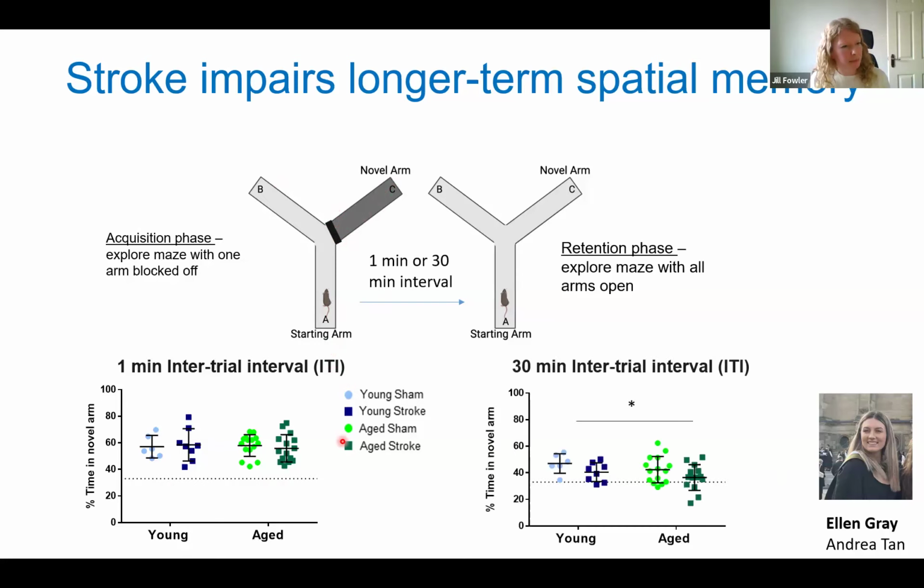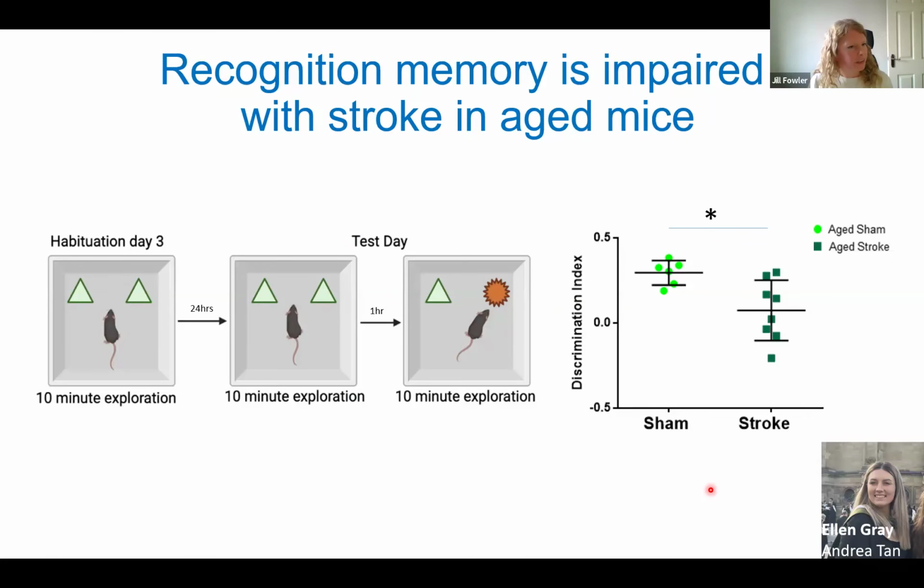But when we look at longer term inter-trial intervals up to 30 minutes, we can start to see that there's an effect of stroke when we do our two-way analysis, and that this is exacerbated by aging. And also Ellen looked with novel object recognition. So this is just a form of memory, which basically is exploiting the fact that the mouse should spend more time exploring a novel object. And so this is assessed by something called the discrimination index, which is just a measure of how long the mouse spends exploring a novel object. And this seemed to be impaired in the aged mice post-stroke.